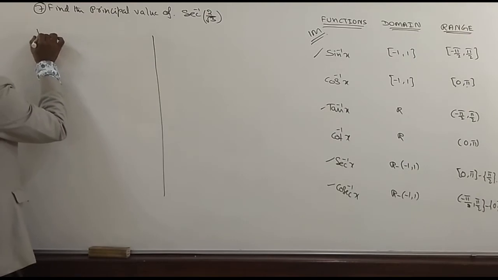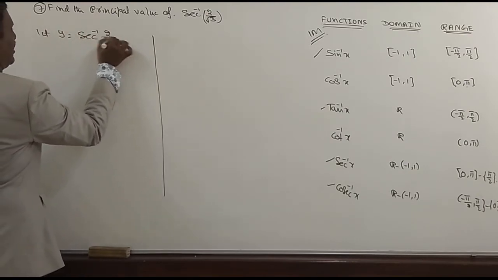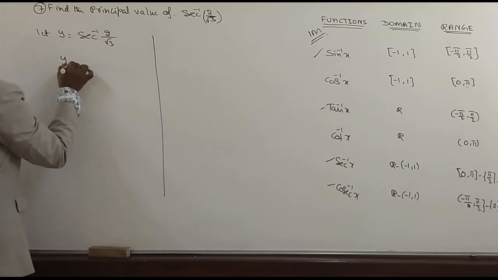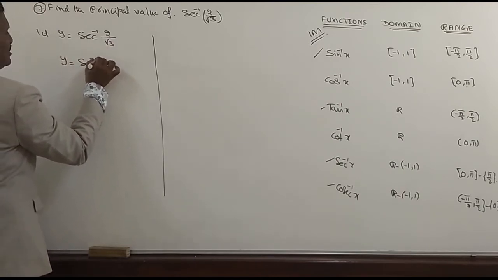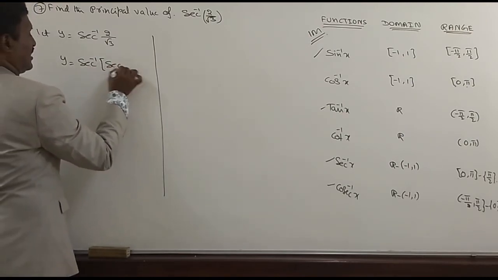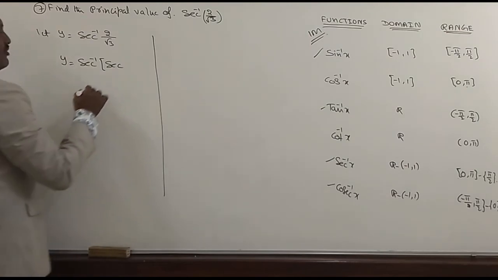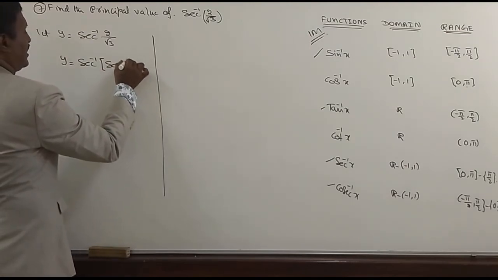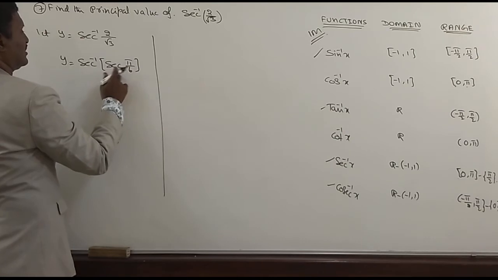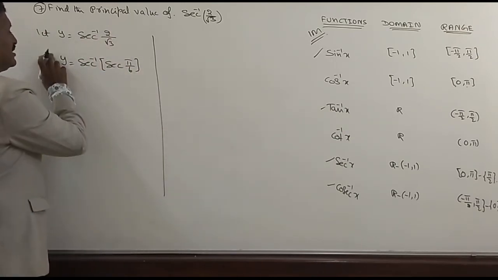Now, how to solve? Let y is equal to secant inverse of 2 divided by root 3. In terms of secant, we can write 2 by root 3 as secant pi by 6, that is 30 degrees. Secant 30 is 2 by root 3. We have to apply the NCERT method.